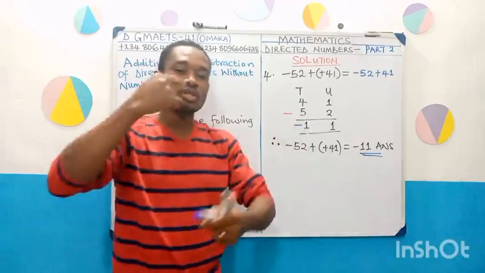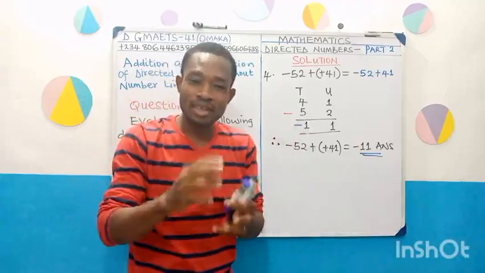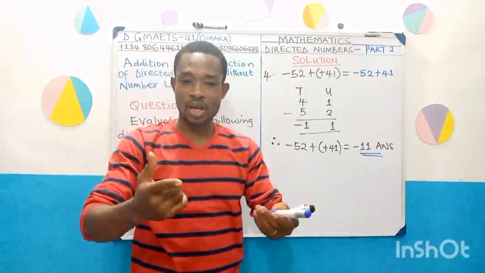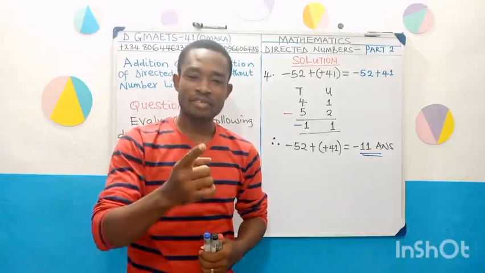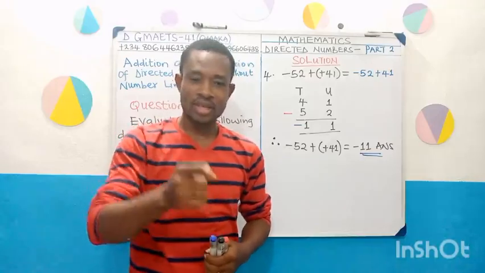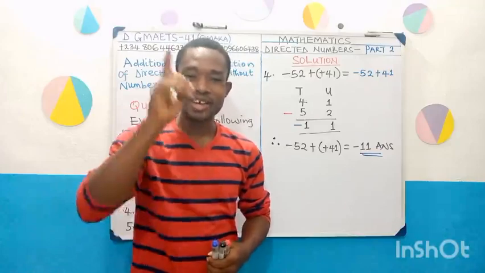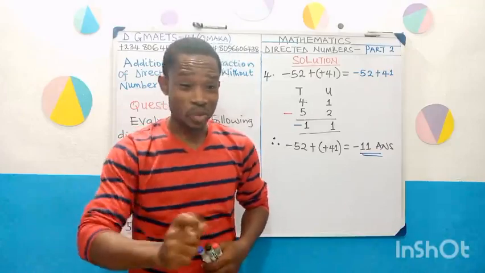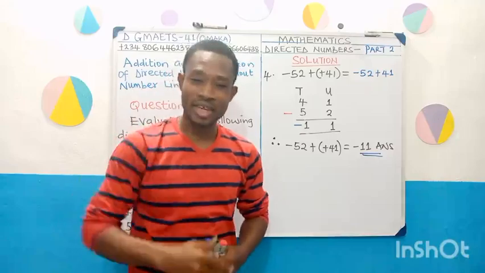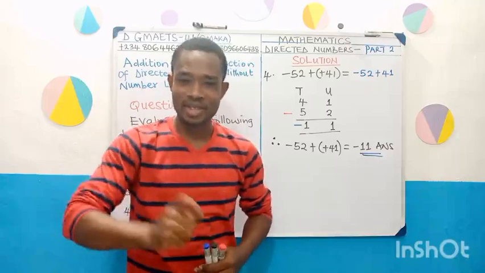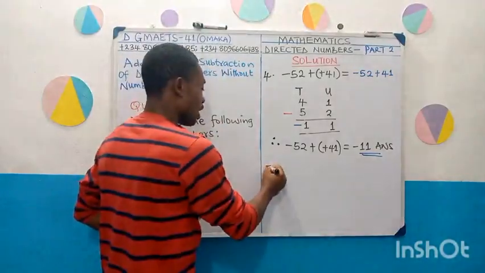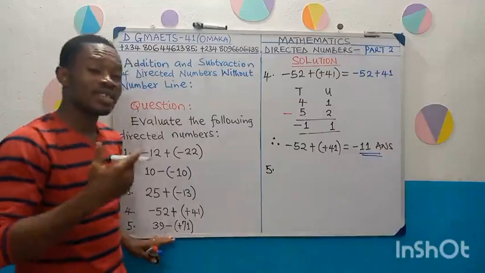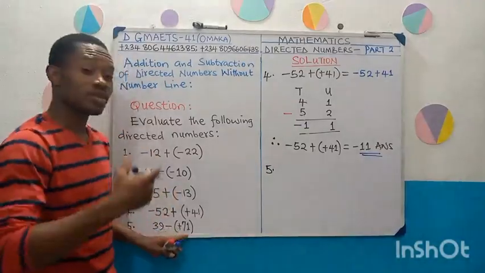But if you want to do the subtraction now, it will be the bigger number minus the smaller number. When you get the answer, the sign of the answer is always the sign of the bigger number. You can write what I just said down. Play the video again, listen to it again, write this point I just made. Very important. Let's quickly solve the last question, number 5, which is 39 minus plus 71.